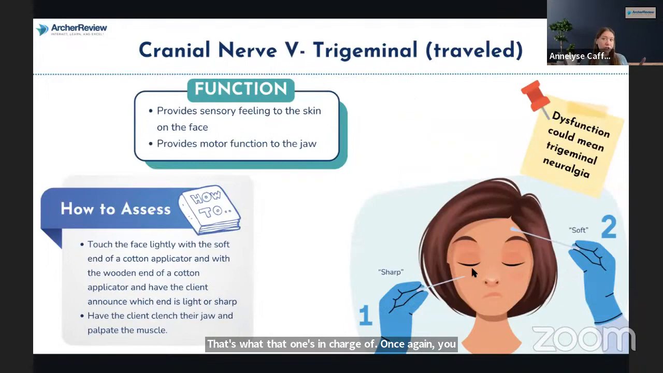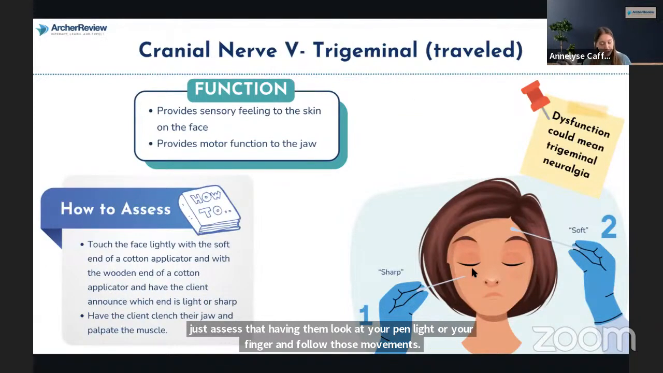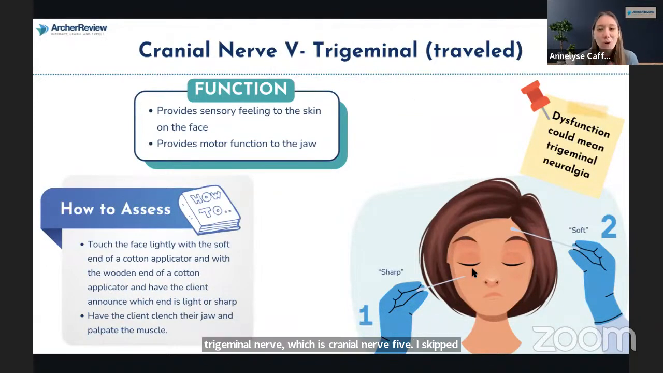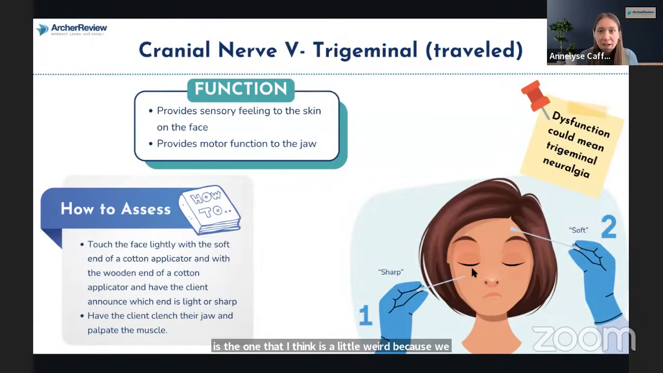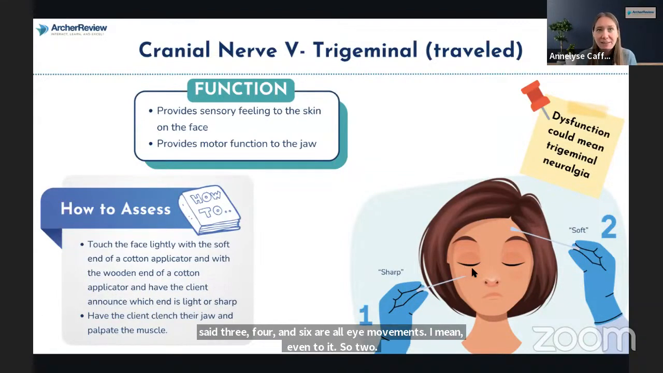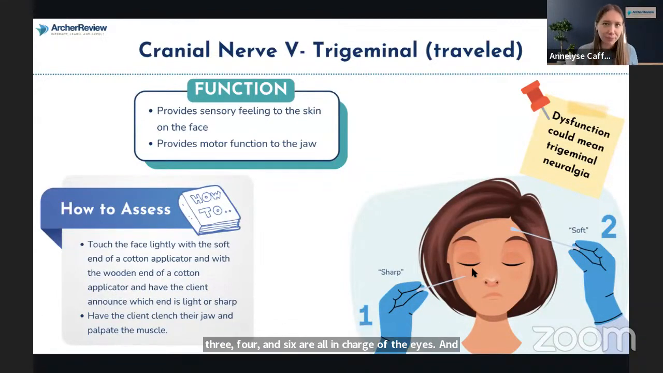Trigeminal nerve, which is cranial nerve 5, I skipped ahead a little bit early, missed 4, is the one that I think is a little weird because we said 3, 4, and 6 are all eye movements. I mean, even 2 is. So 2, 3, 4, and 6 are all in charge of the eyes. And then there's 5, just randomly sprinkled in there. So just remember 5, trigeminal, or traveled for a mnemonic, does not deal with eyeballs. That's something that I see students mess up pretty commonly because they've got on such an eyeball run.